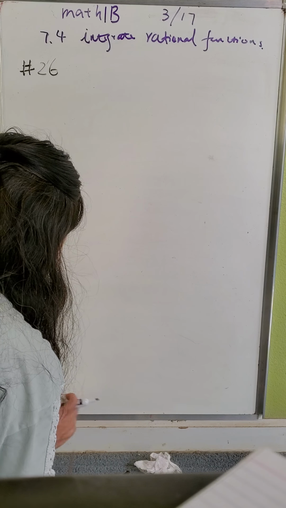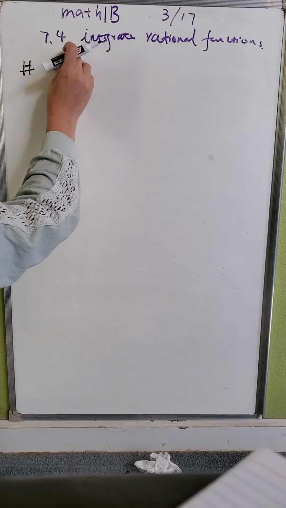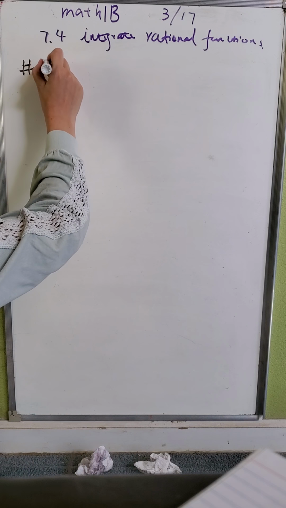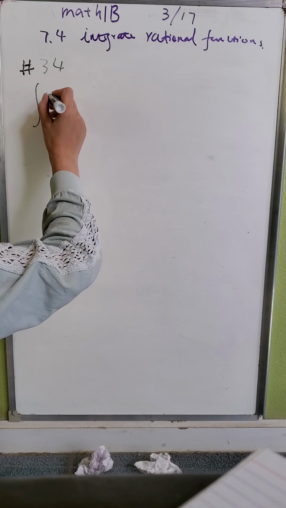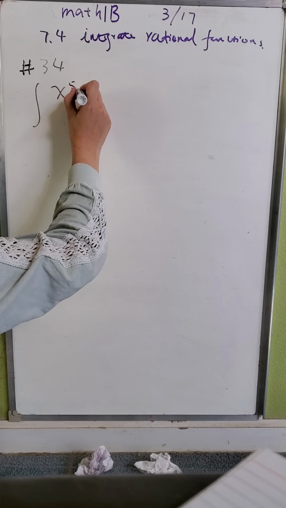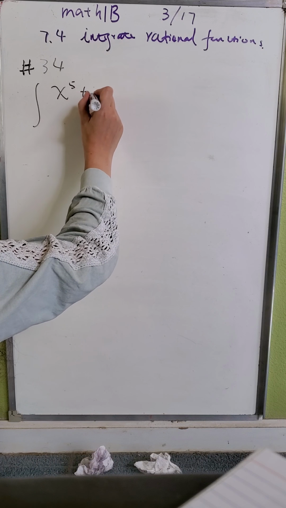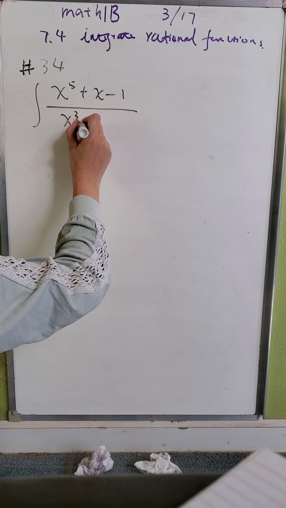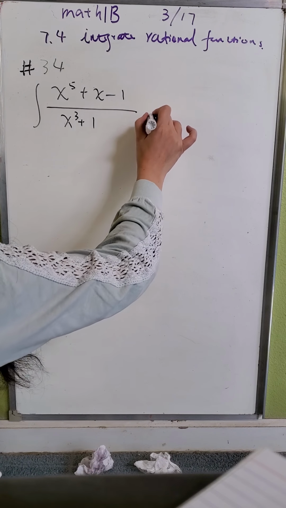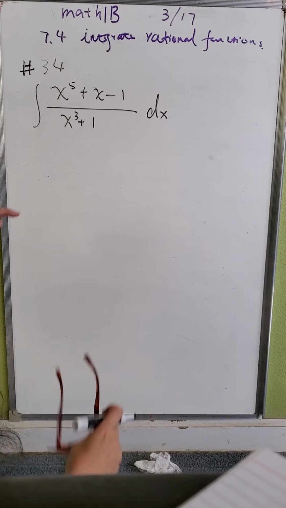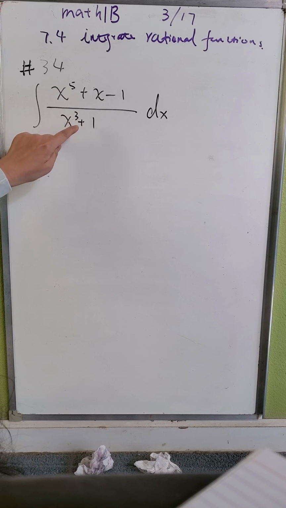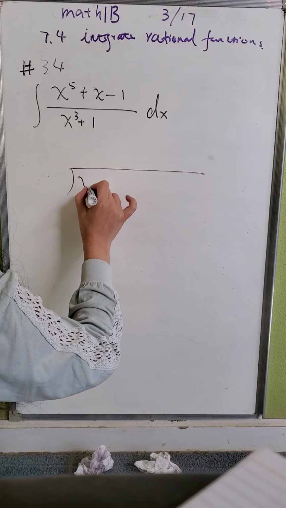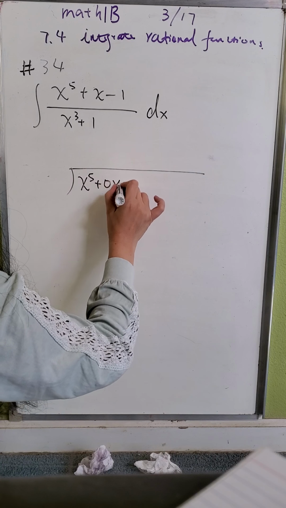Okay, so the last point in this session, I want to show you what happens if you use long division. Number 34. If you have x to the 5th plus x minus 1 over x cubed plus 1 dx, you can see the degree here is bigger than the degree here, so you have to use long division first. How do you do that? Divide it. Make sure you fill in the missing term.